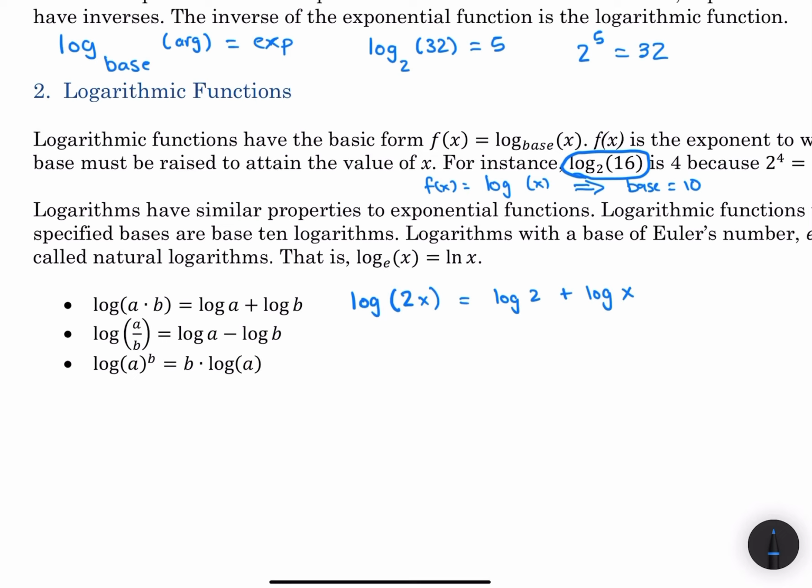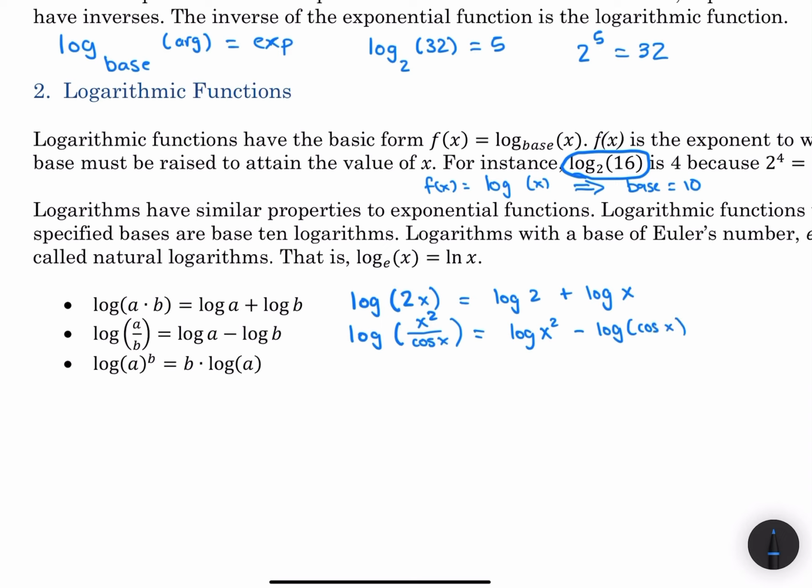Next, if we're dividing inside of the logarithm, if our argument contains division, then we can give a logarithm for the numerator and subtract the logarithm of the denominator. So say we had something fancier, like log of x squared divided by cosine x. This would give us the log of x squared minus the log of cosine x.